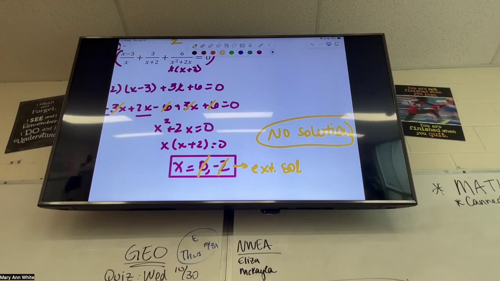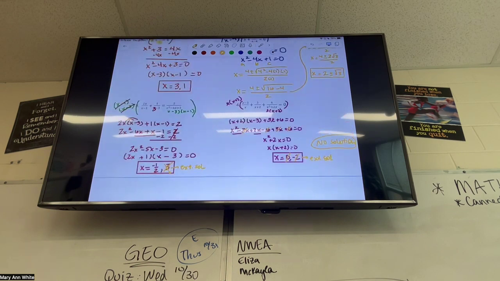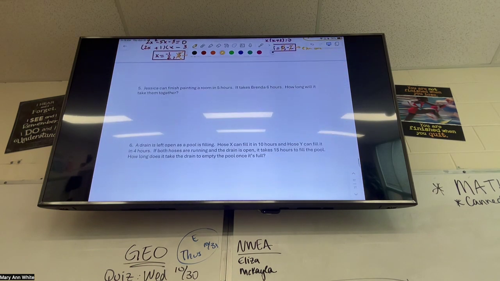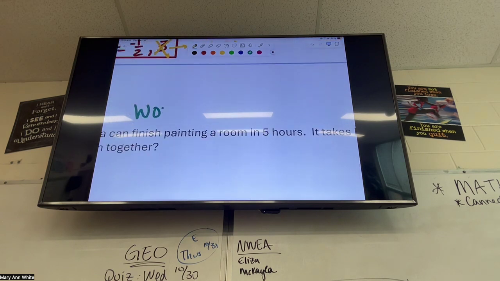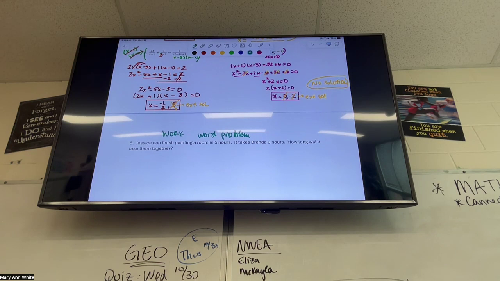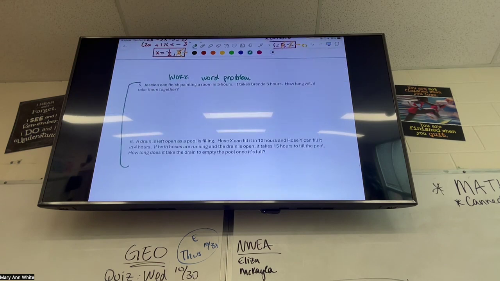Okay. All right, when you're done with that, flip your paper over. I just got 2 more word problems to do. These are what we call work word problems. We're getting some work done. And it takes somebody a certain amount of time, and it takes another person a different amount of time. And then together it takes them a totally different amount of time. Okay, so these are called work problems. 5 and 6 are the same type of problem.